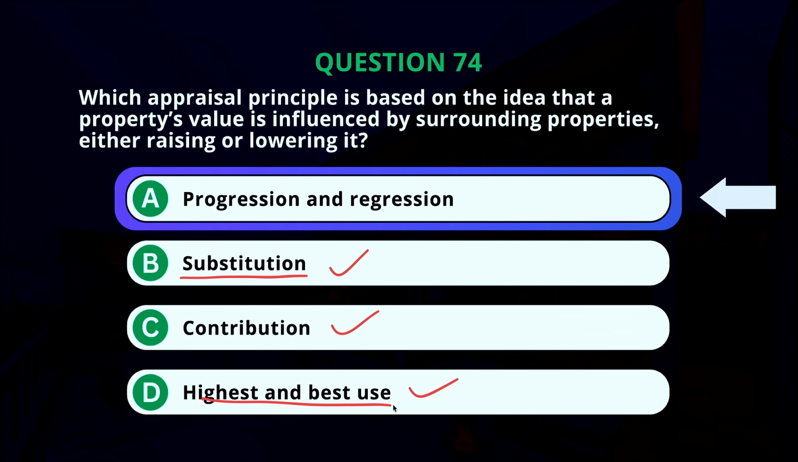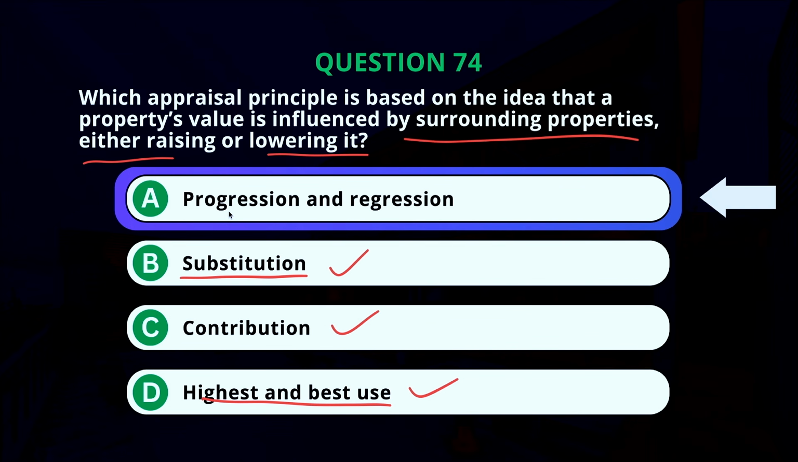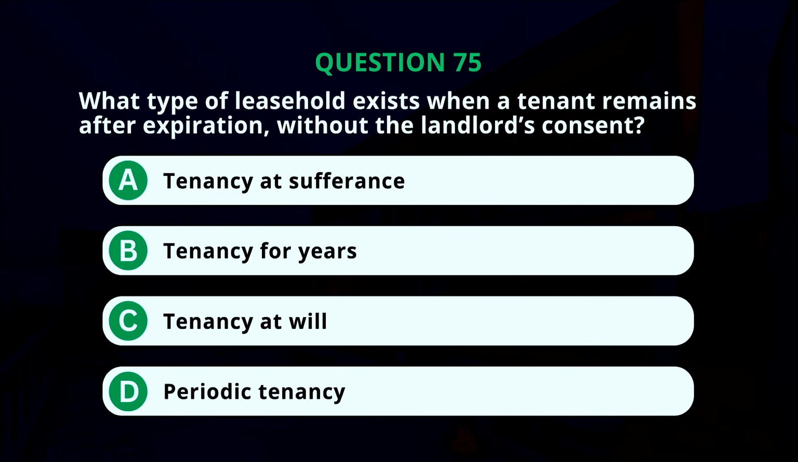So if you can at least remember that one, and highest and best use, you should be good to go. But progression and regression are based on the idea that a property's value is influenced by its surrounding properties, either raising or lowering it. So in a community where all of the other homes are at a certain value, your house, even if it's modest, tends to be around the same numbers as the other properties. Similar to that, other properties that are worth less, that are similar, or maybe even not similar, but in the same geographic location, will contribute to the way that your property will be valued. And they call that regression. So progression or regression.